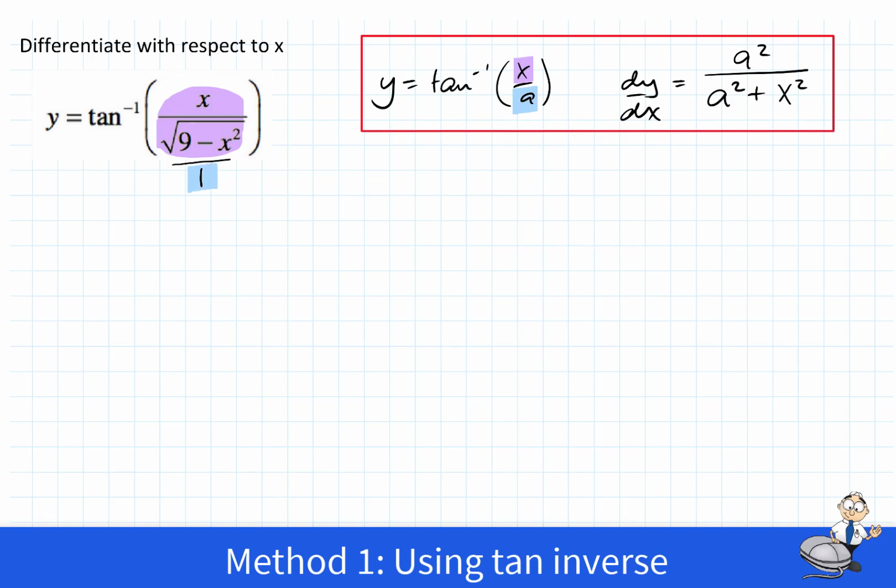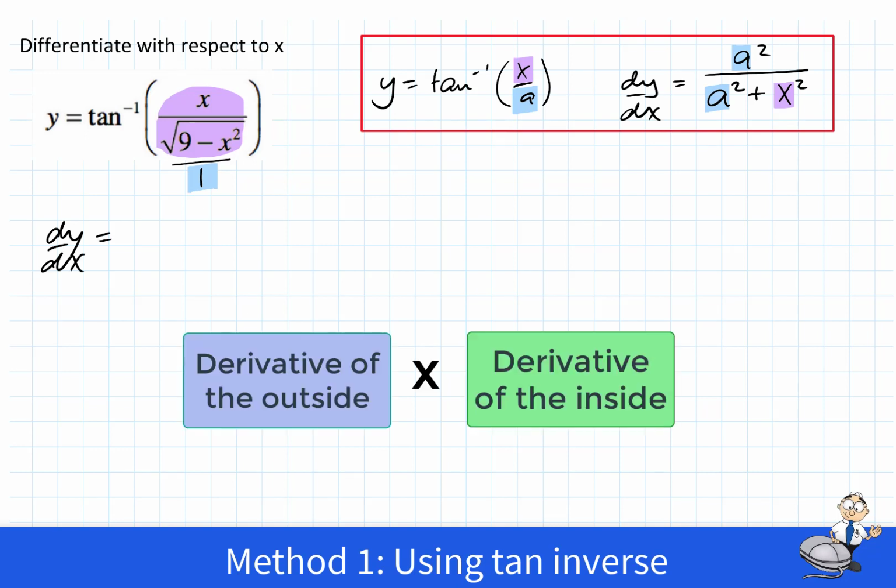So into the formula, a is going to be 1, and we're going to replace x with the x over the square root of 9 minus x squared. And then we will use the chain rule. So that's straightforward enough to do, although it's complex. So the plan is we're going to get the derivative of the outside and multiply it by the derivative of the inside. The easy bit is the derivative of the outside. So I'm going to sub into the formula 1 for a and x over the square root of 9 minus x squared for x.